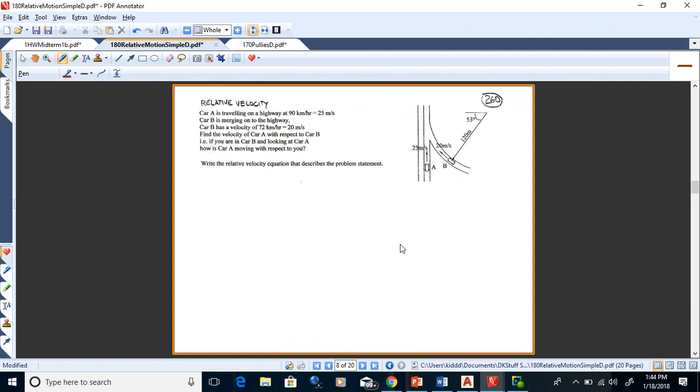So let's have a look at 260. We've still got a few minutes here, so let's start in on this. Let's say we've got a car going north on I-5 at 25 meters per second. And then we've got another car that's merging, coming in off of an exit ramp at 20 meters per second. And let's say that you're in car B, and car B has the velocity shown at 20 meters per second. And you're in car B, so you're teaching somebody how to drive.